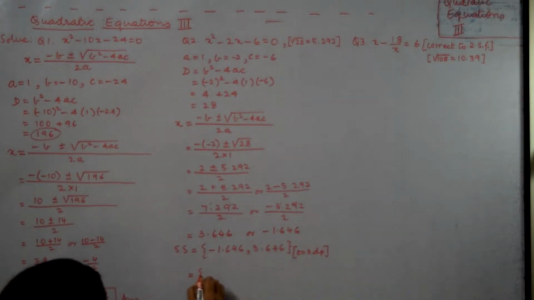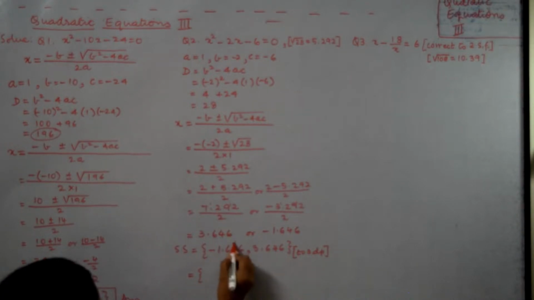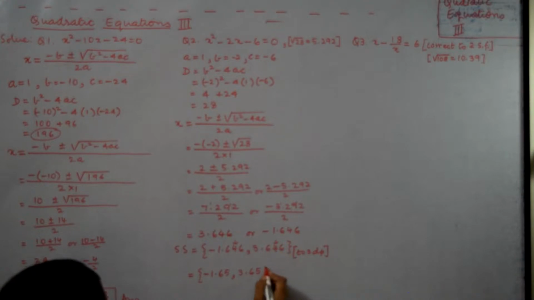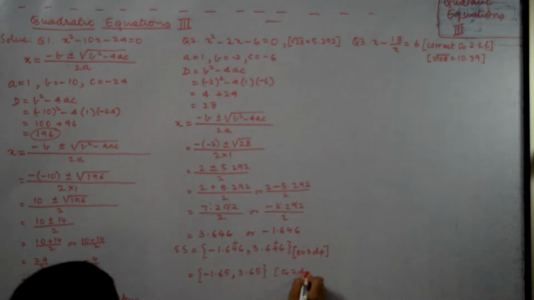We can also write this to 2 decimal places, whereby we will just put one arrow here and then we look at the next digit over here. This is more than 5, so this 4 becomes 5, so it becomes minus 1.65, and here it becomes 3.65. Since the next digit here is more than 5, this is correct to 2 decimal places.